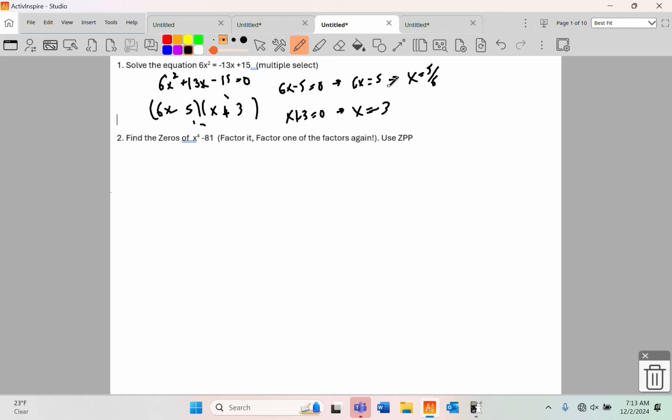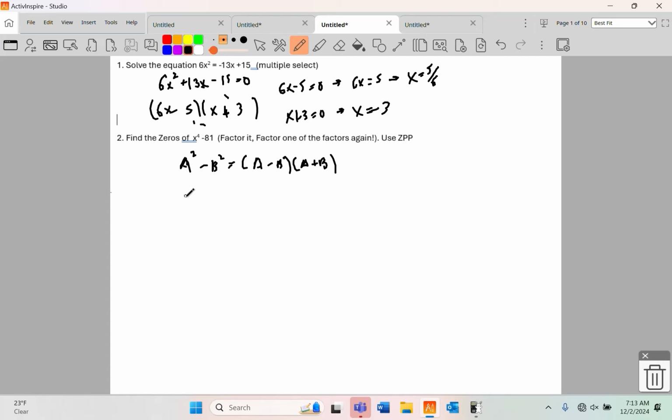Find the zeros of x to the fourth minus 81. It says factor one of the factors again, and then use ZPP. So I notice this is one of those special patterns in algebra. It's called an a squared minus b squared pattern. It's even on the ACT. Like, it's one of the things that say you should know how to do this. That factors is a minus b times a plus b.